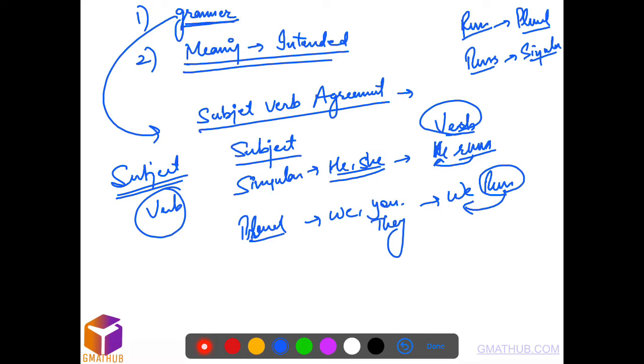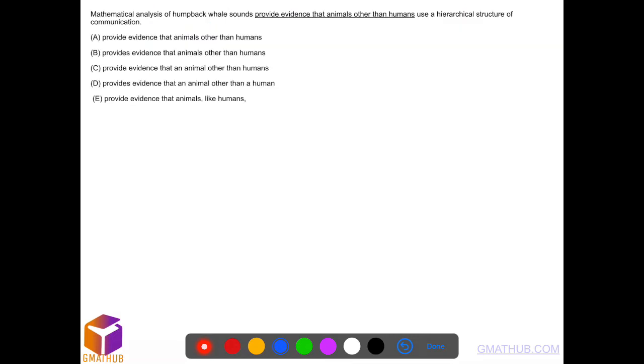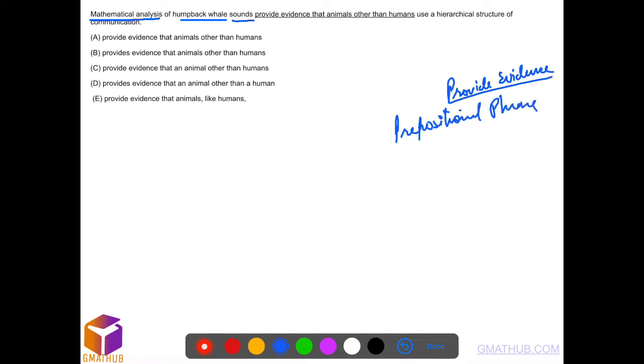Let's see one example. Mathematical analysis of humpback whale sounds provide evidence. So who is providing evidence? There are 2-3 things before that. It could be the mathematical analysis, humpback whales or sounds. What is providing evidence? There is something called prepositional phrase. It starts with a preposition, which is 'of' here, and ends just before the verb. Verb is provide.